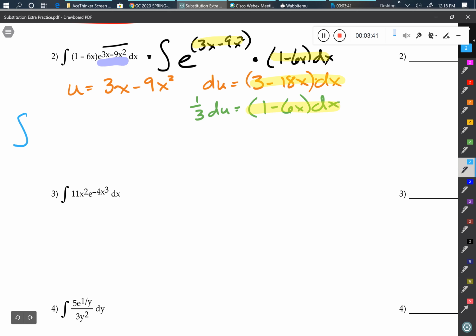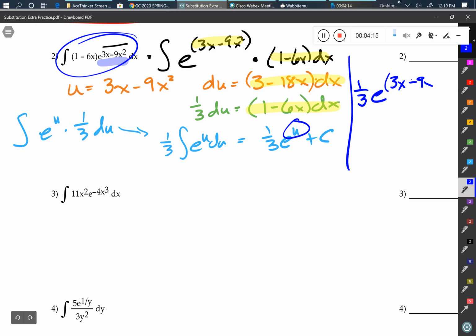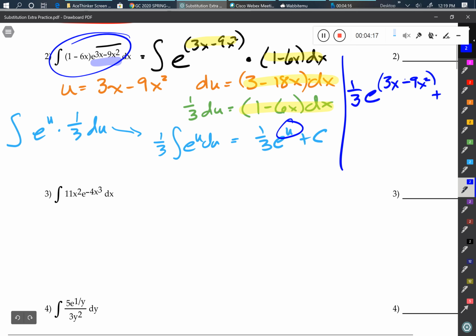So the original integral is going to become the integral of e^u times 1/3 du. Pull that 1/3 out in front. I have 1/3 times the integral of e^u du. That's the integral I can do. The integral of 1/3 e^u du is going to be 1/3 e^u plus c. I can't leave it like that though because I'm not allowed to have u's. My problem has to have x's, so I need to do a back substitution. So then my final answer is going to be 1/3 e to the, what was u again? Oh, that's right, 3x - 9x^2, and of course plus c.